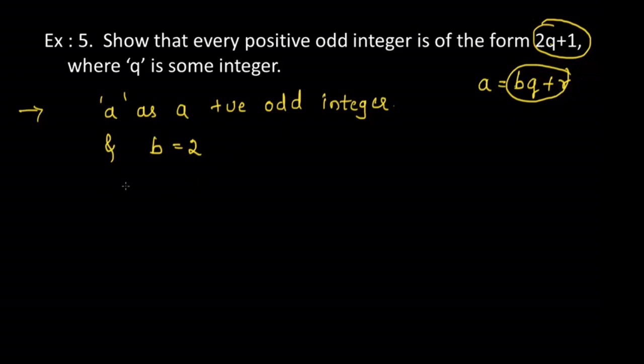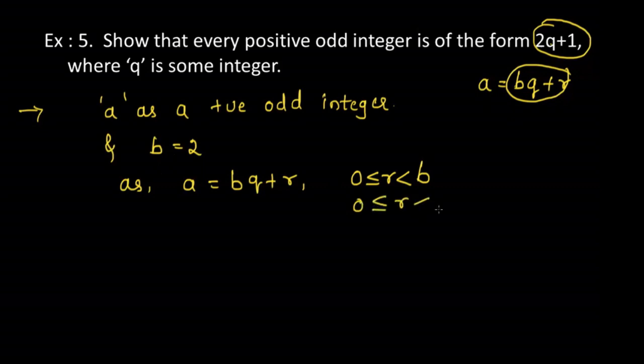So the condition for Euclid's division lemma is a equals bq plus r, and you have the condition for the remainder. What is the remainder condition? Always r is greater than or equal to 0 and less than b. As the value of b is 2, put the value of b here: 0 is less than or equal to r, which is less than 2.